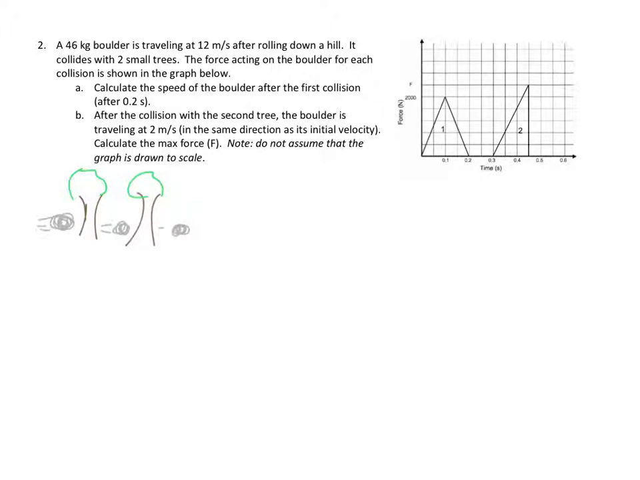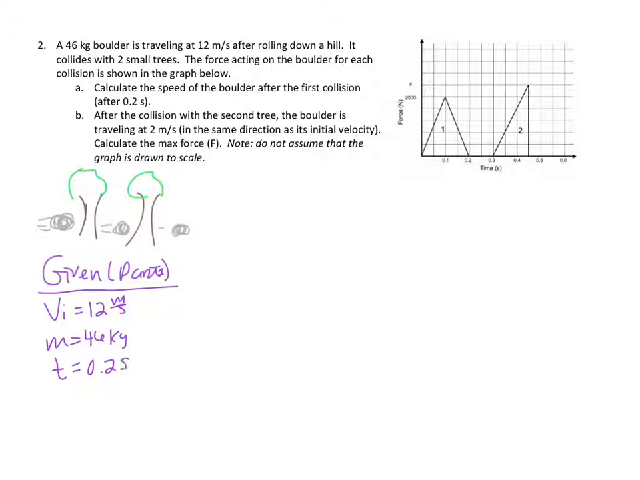given and find. So given part 1, so this is the collision with the first tree. That's part 1. We know that the initial velocity is 12 meters per second, that the mass is 46 kilograms, and that the time is 0.2 seconds. And we're looking for the final velocity after it leaves that tree.